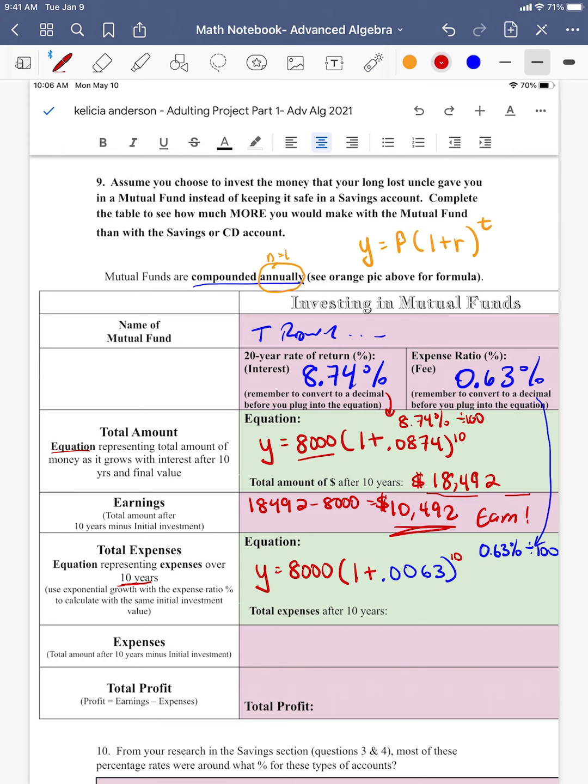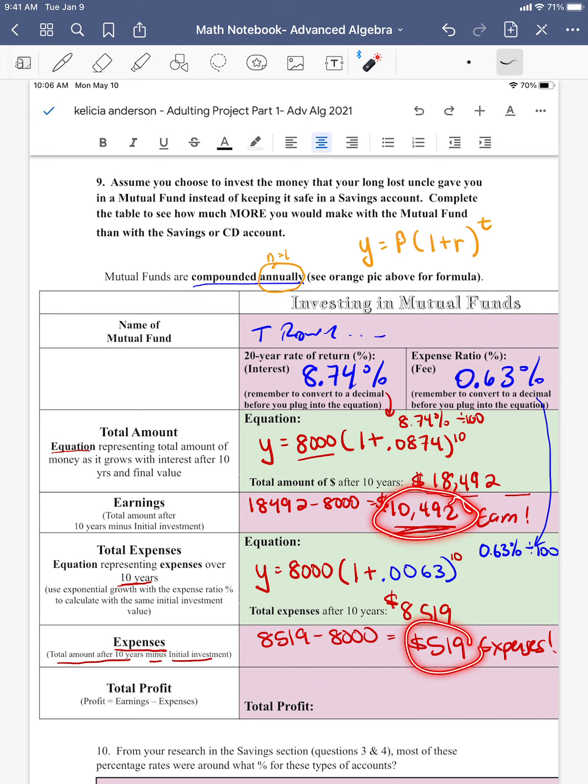Great. So I put this in my calculator. Remember that you are not using the same numbers as me. You are using different numbers. And that tells me 8,519 because I'm going to round to the nearest dollar. And then to find my expenses, I take the total amount after 10 years and I subtract the initial. So minus my 8,000 that I started with, and that's $519. So this is my expenses. So over 10 years, I had to pay $519, but I earned $10,492. So this is what I earned, this is what I pay.